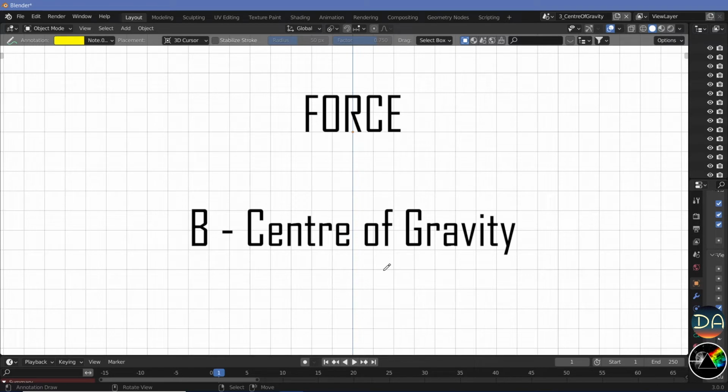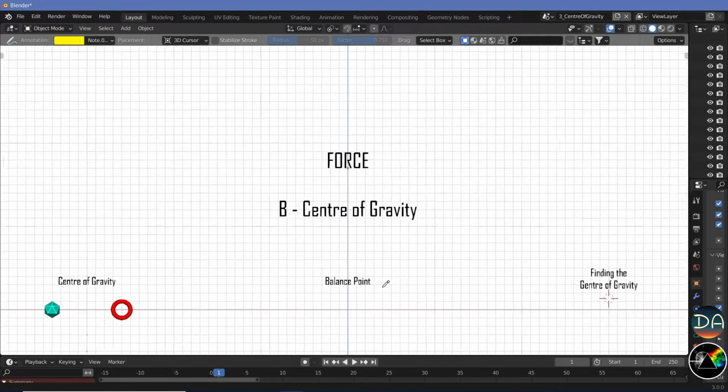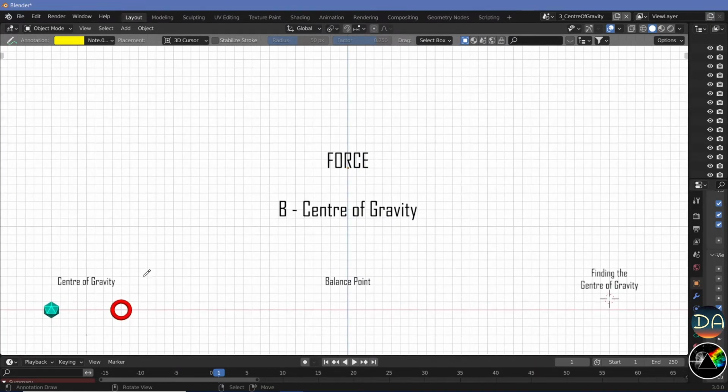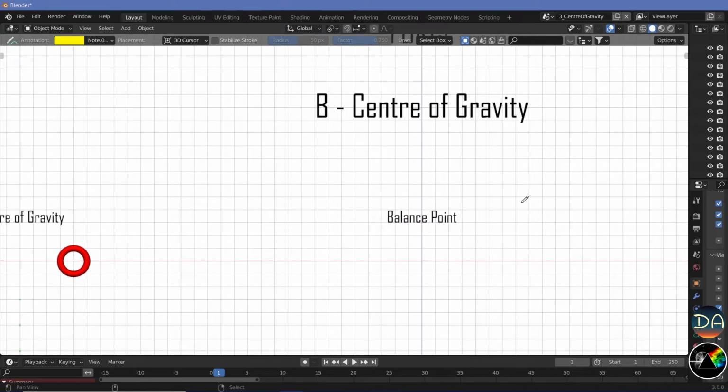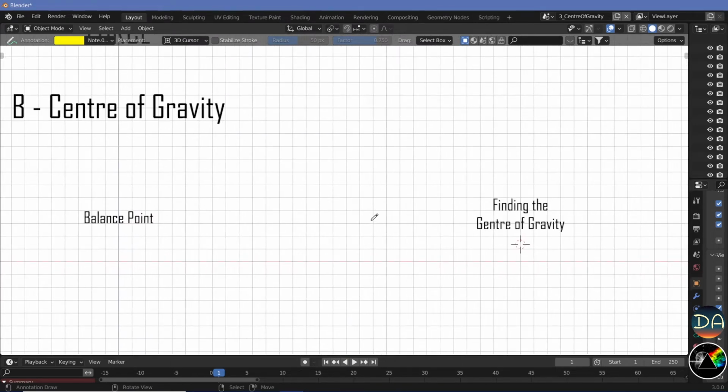In this video, we will be dealing with part B of the first chapter, which deals with the center of gravity. We will look at what the center of gravity is, and then we will have a look at what the balance point is. Finally, we will look at how to experimentally find the center of gravity for an irregular shape using the plumb line method.